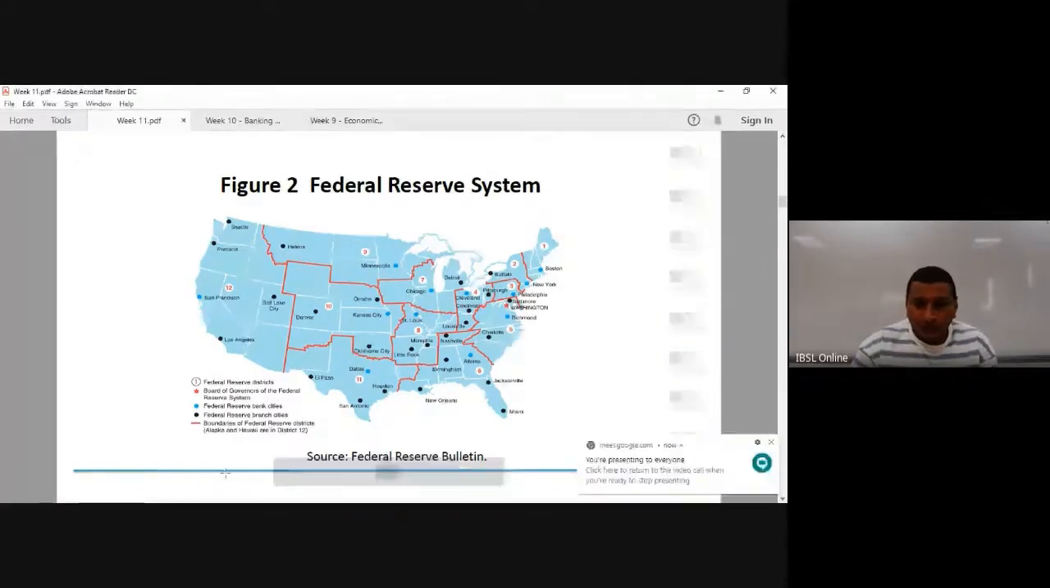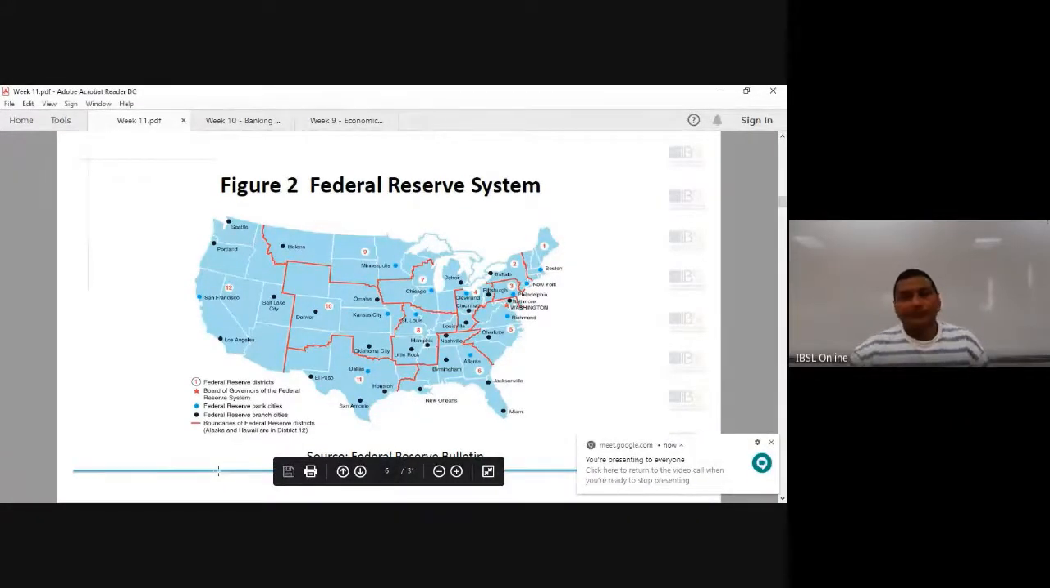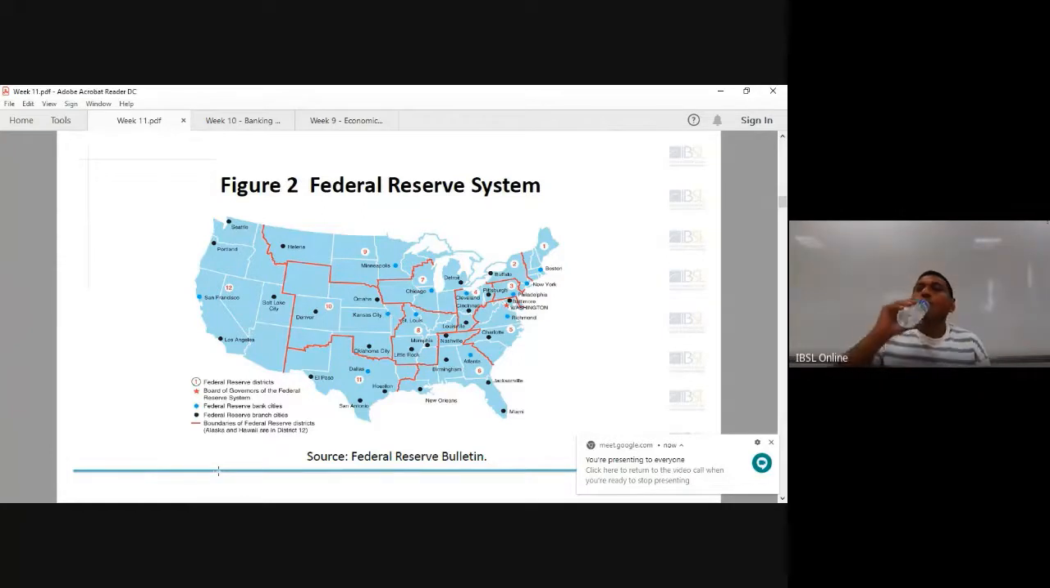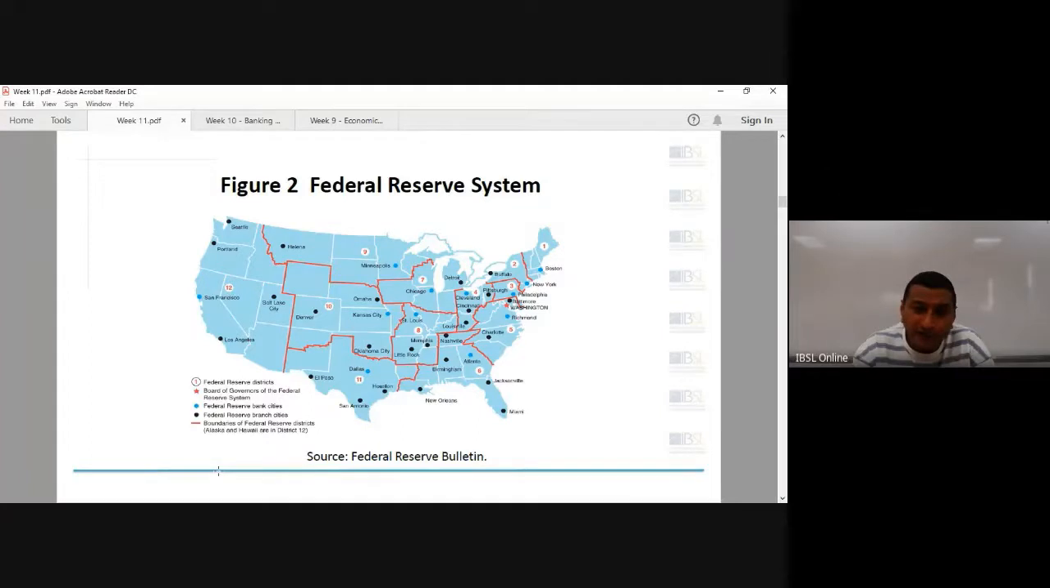Right. So you see now, as I was explaining to you in terms of the arrangement in the case of the Fed Reserve, you already know there are 12 Fed Reserve banks. So when you look at this figure, the blue dots represent a Fed Reserve bank for that particular region. And as I already said, it numbers 12.